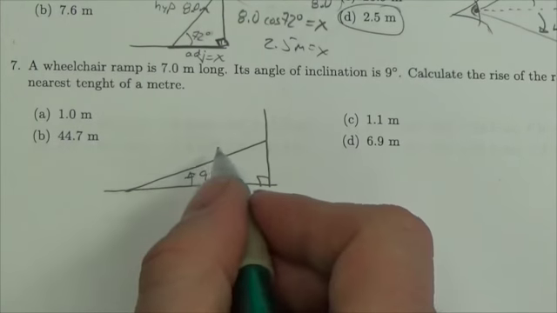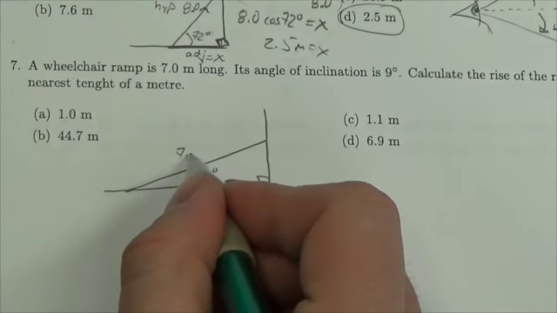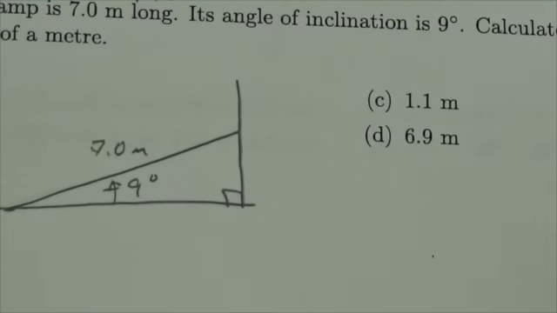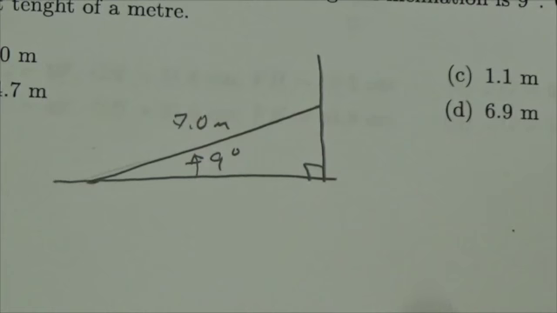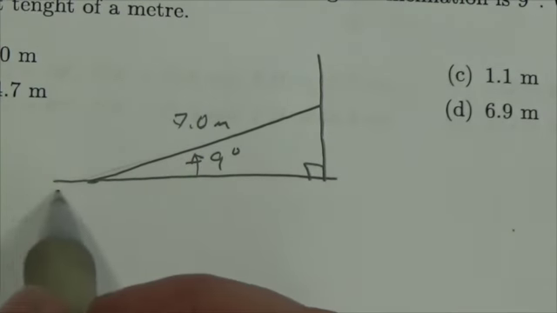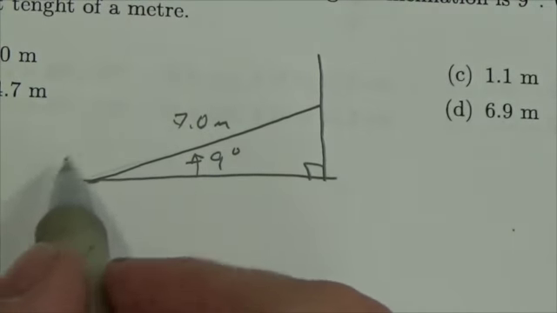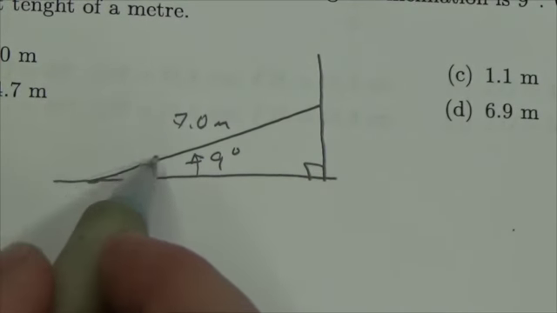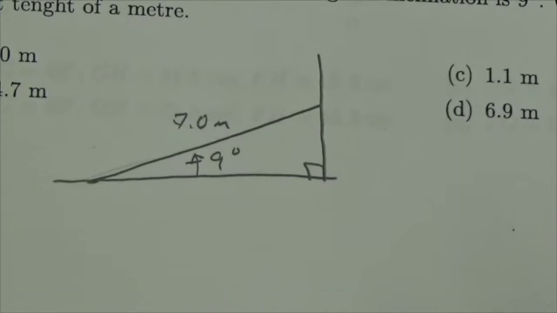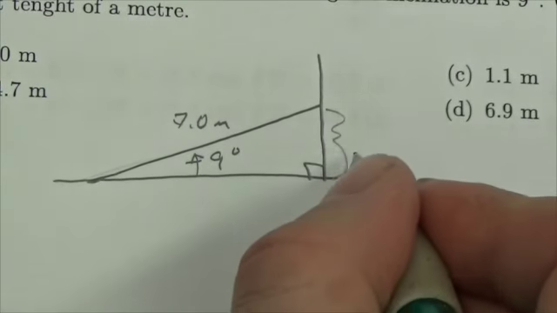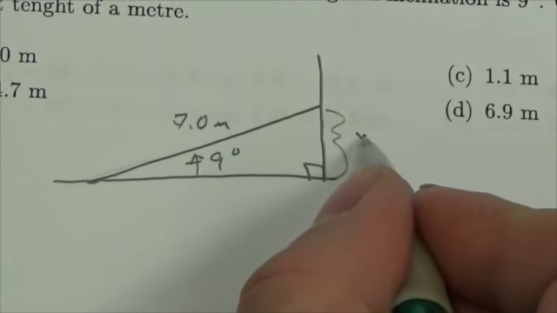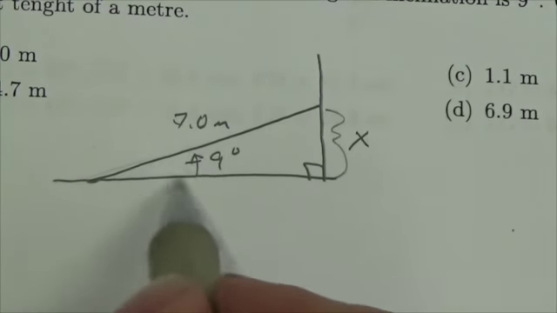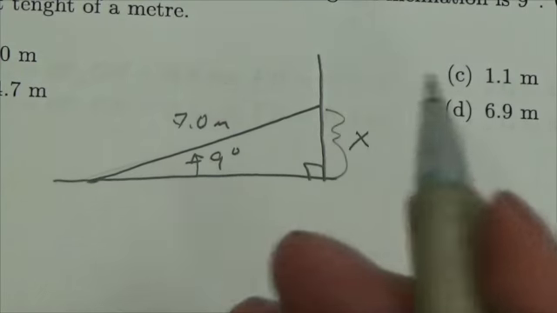We know that the ramp itself is 7 meters long, so we'll throw the 7 on there, and actually we'll zoom in on this a little bit. What we're being asked for is the rise of the ramp. In other words, when someone enters the ramp right here, when they leave, how far up are they? What is this value right here? So let's call this our unknown, x.